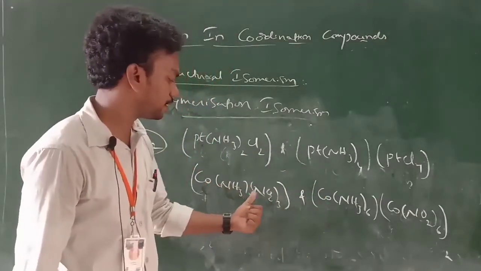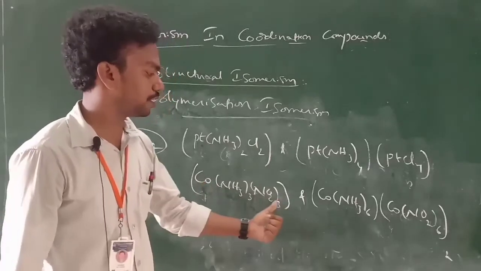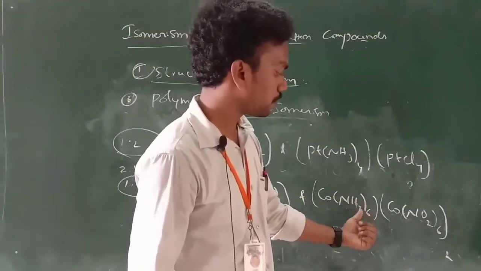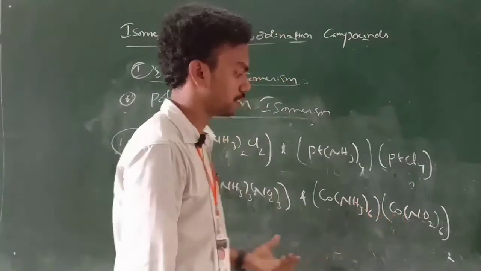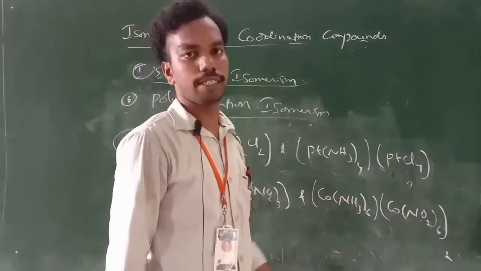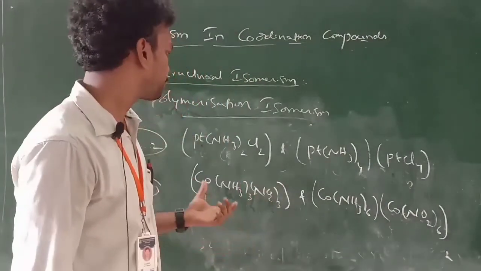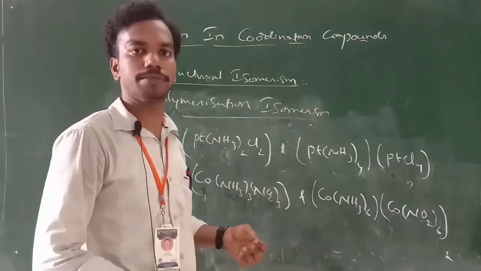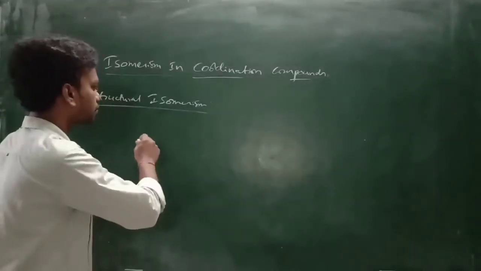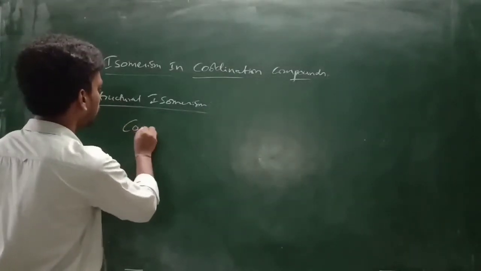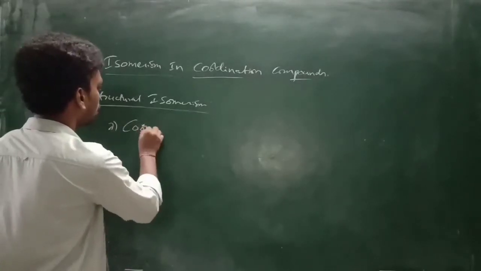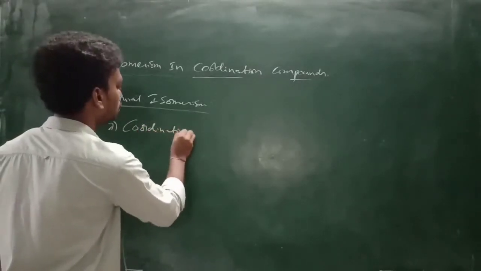Co(NH3)3(NO2)3, so 1:3:3:3. But here 2:6:6, that means 1:3:3. So these two are the polymerization isomers. And the next isomerism is the seventh one, coordination position isomerism.